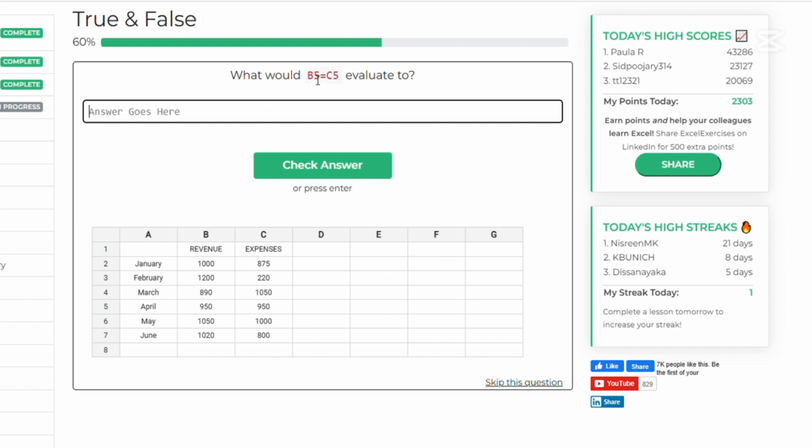What would B5 equal to C5 evaluate to? So over here, you have to go down to your table and you look at B5, which is 950, and C5 is 950. So is 950 equal to 950? The answer is true.